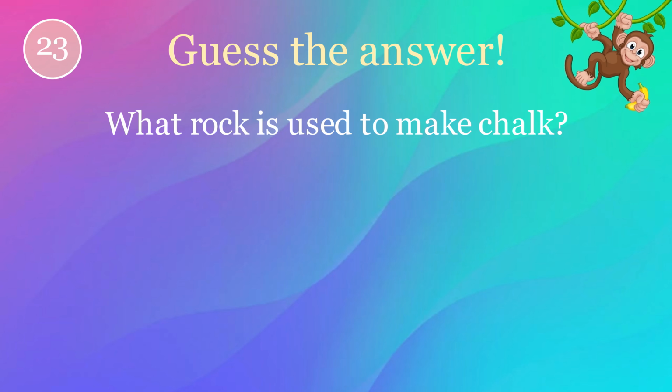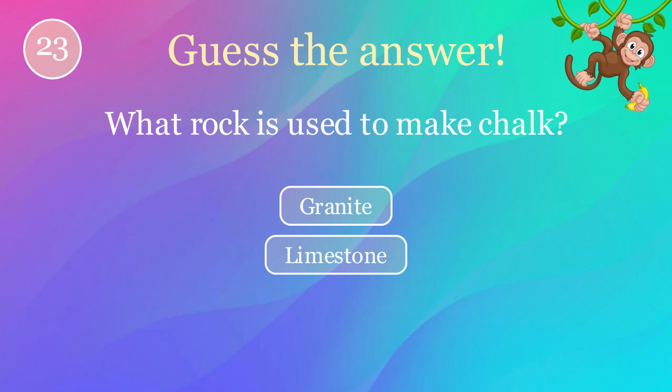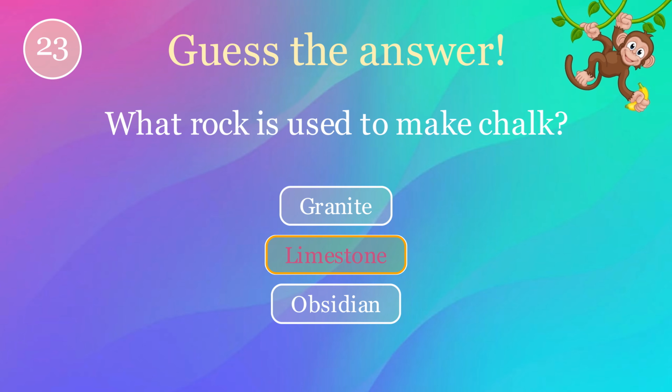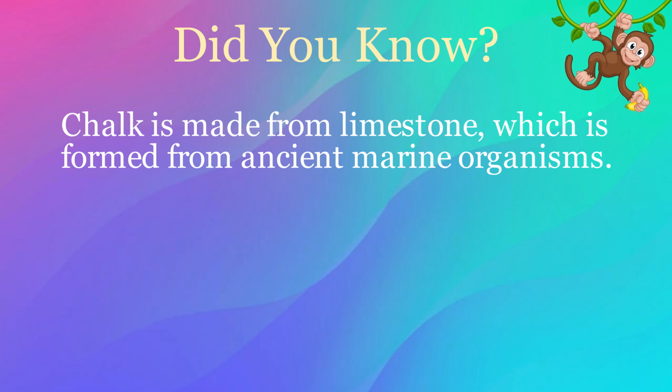What rock is used to make chalk? Granite. Limestone. Obsidian. The correct answer is limestone. Here's an interesting fact: chalk is made from limestone, which is formed from ancient marine organisms.